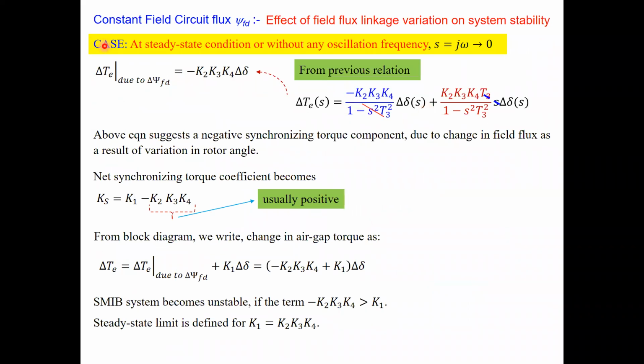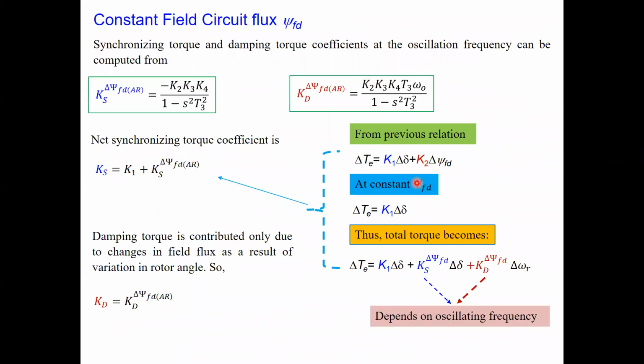Then we have a case study. We are studying the effect of change in the field flux on system stability, right? The first case we consider is the steady state condition. Let's say that there is no perturbation, no disturbance, and the system is standstill. It means that there is no oscillating frequency associated with the system response. So it means that Laplace S, the oscillating frequency, is low, and j omega goes to 0 here. So if you refer to the previous lesson, what we had here, this one, in fact, I have written down here again one more time.